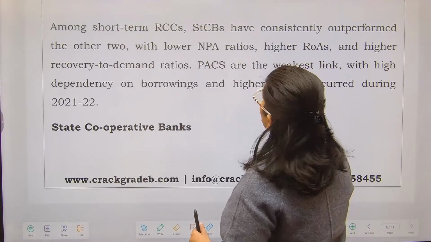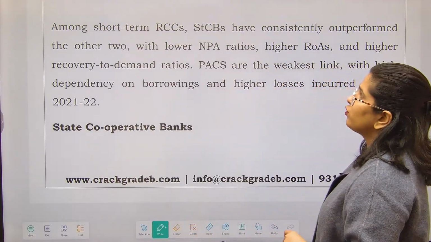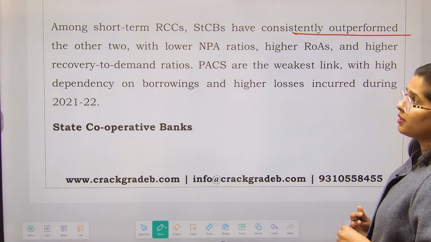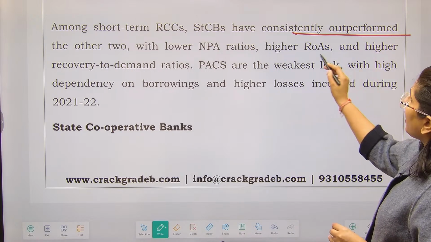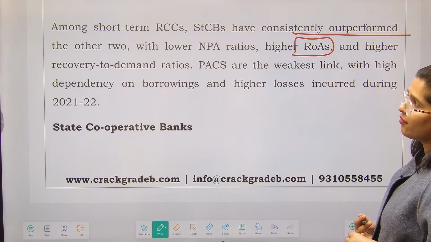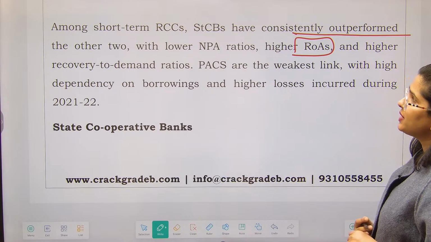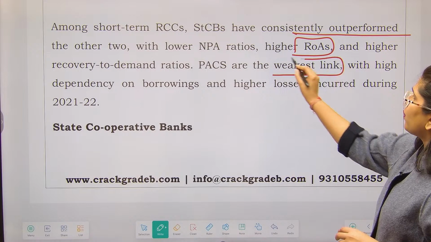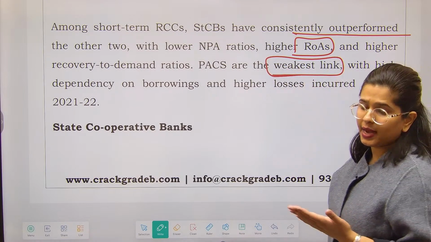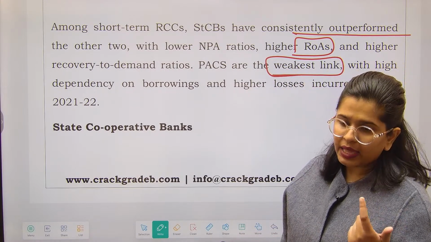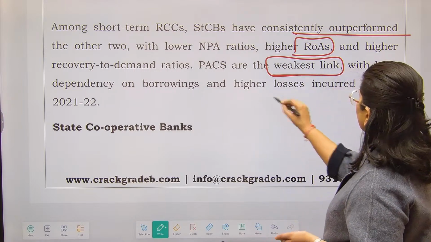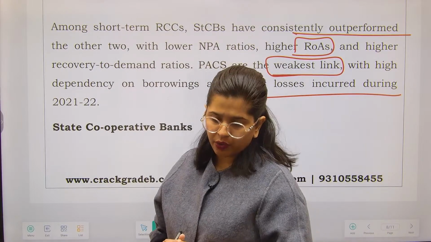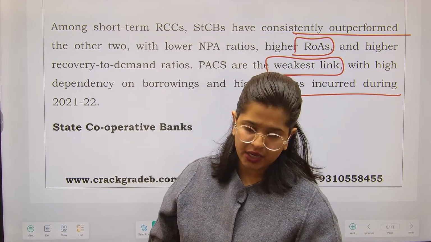Yes. So among the short-term rural credit cooperatives, the state cooperative banks have consistently outperformed the other two with lower NPAs, higher return on assets and higher recovery to demand ratios, right? That means the financial performance of state cooperatives has been really good. PACS are the weakest link. Why? Because their NPA ratio is really worrying, with high dependency on the borrowings, and they have higher losses as well in the year 2021. So they are not performing really well if we talk about the financial indicators.